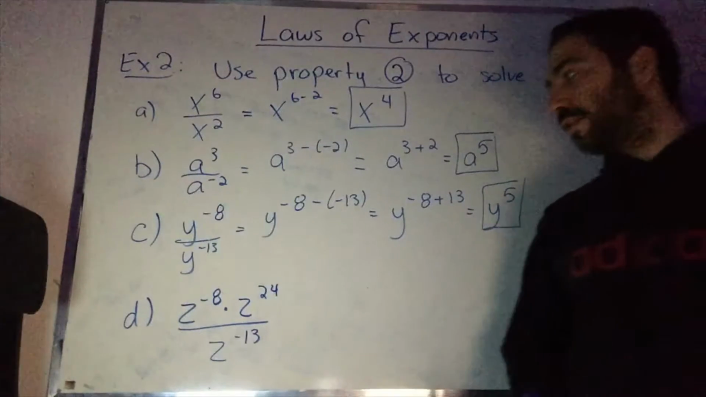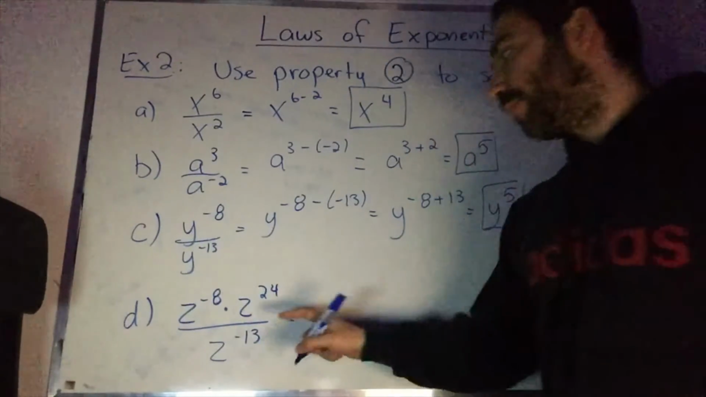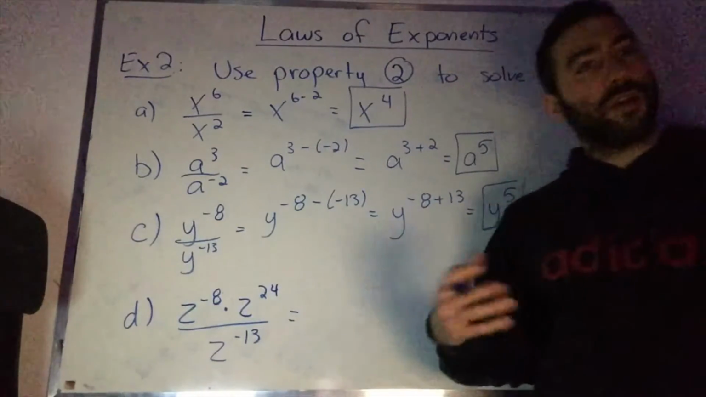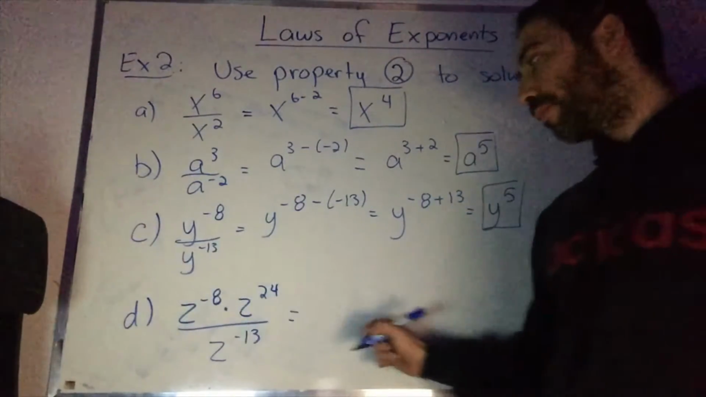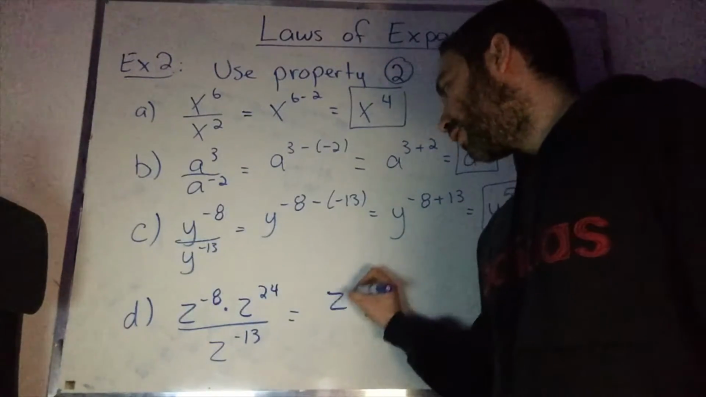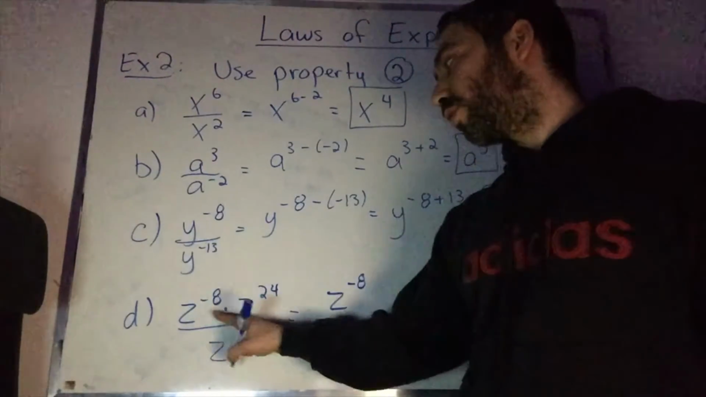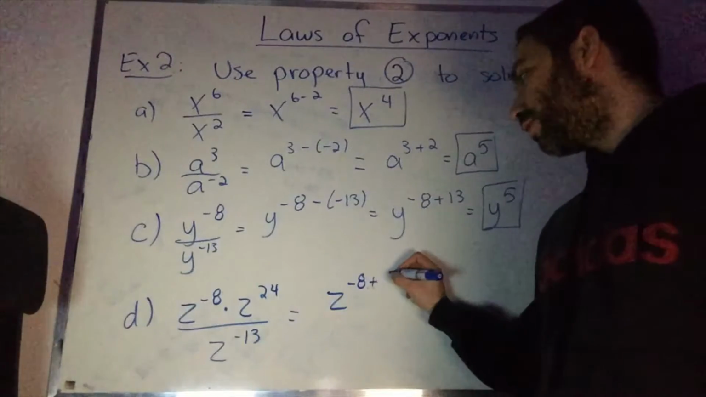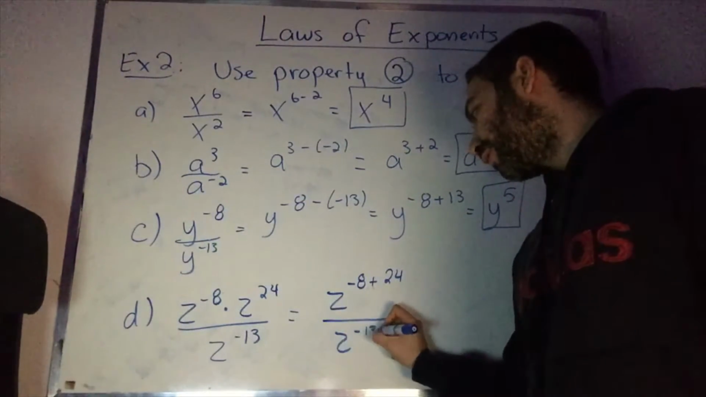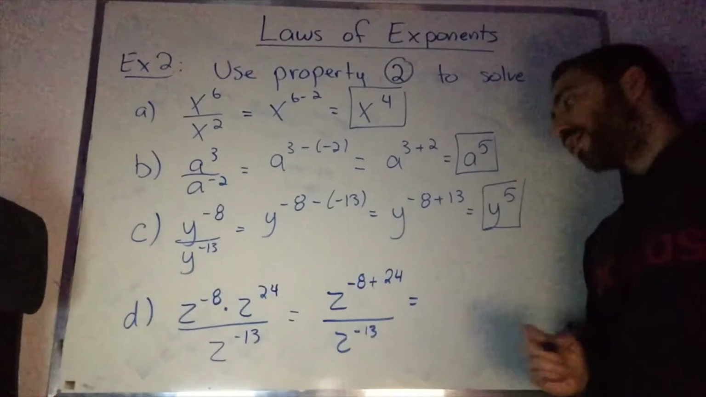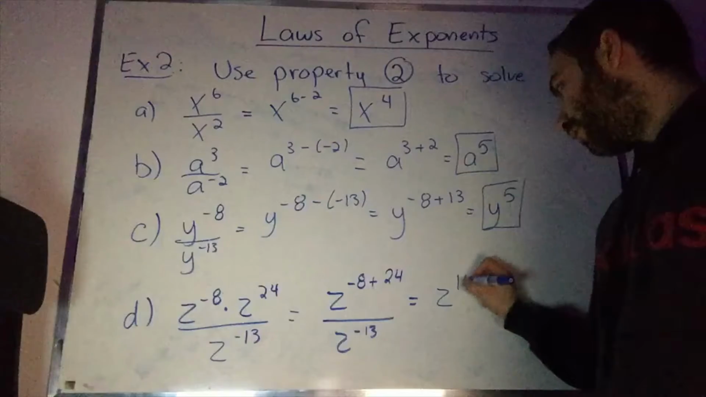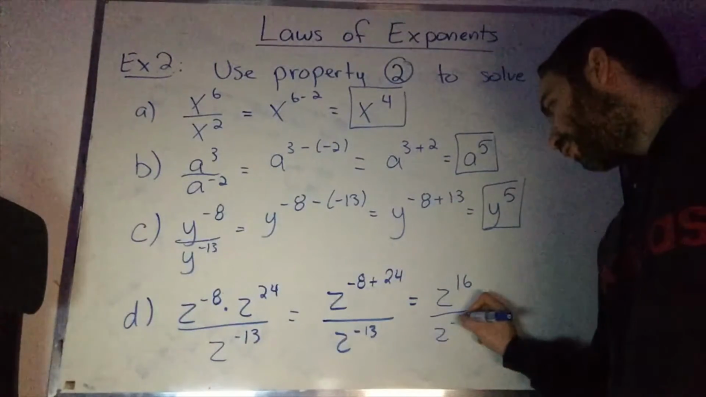And then lastly, D, we have a mixture. We have a multiplication on the numerator and we have a division. So let's start off with the multiplication on top. z to the negative 8 times z to the 24. Since we're multiplying, we add the exponents, over z to the negative 13. Negative 8 plus 24, we get z to the 16 over z to the negative 13.